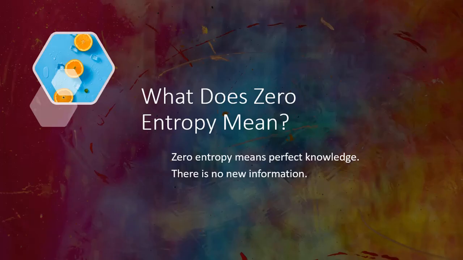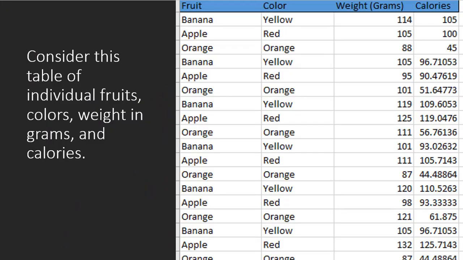What then does 0 entropy mean? To reiterate, 0 entropy means perfect knowledge. It also means there's no new information. From now till the end of the video, this is the table of fruit that we're going to work with.